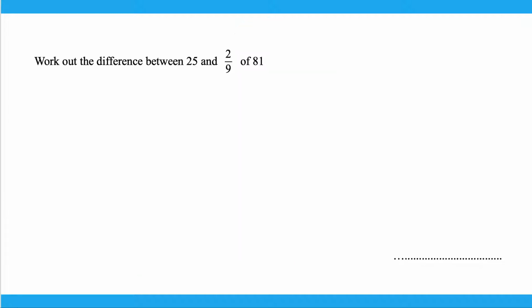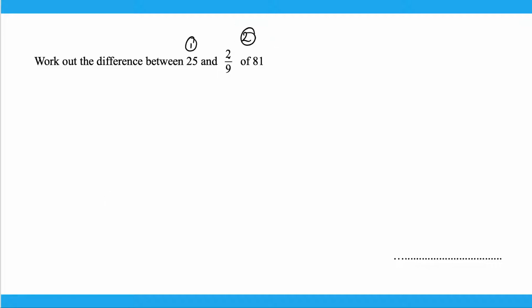Another type of question: work out the difference between 25 and 2/9 of 81. So we have 25, this is our first number, and this is our second number. We need to work out the difference. First of all, let's get them both into numbers. So this is already a number.